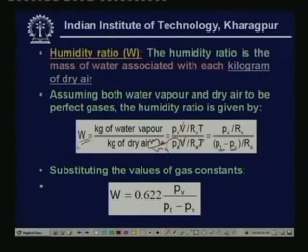So, finally, you find that W is equal to PV by RV divided by PT minus PV by RA, where RV and RA are the gas constants. If you substitute the values of RV and RA, you finally find that the humidity ratio W is given by 0.622 PV by PT minus PV. Let me repeat once again, PV is the vapor pressure of water vapor and PT is the total pressure or the barometric pressure. So, you can see that the humidity ratio depends on the vapor pressure of water as well as the barometric pressure.